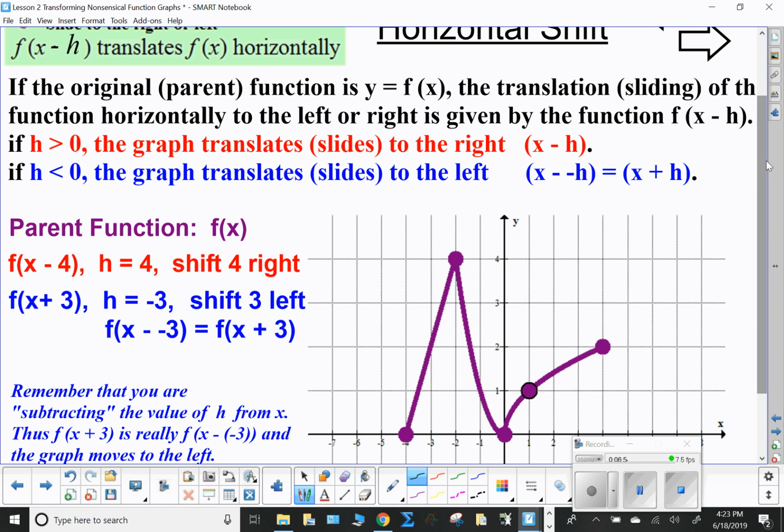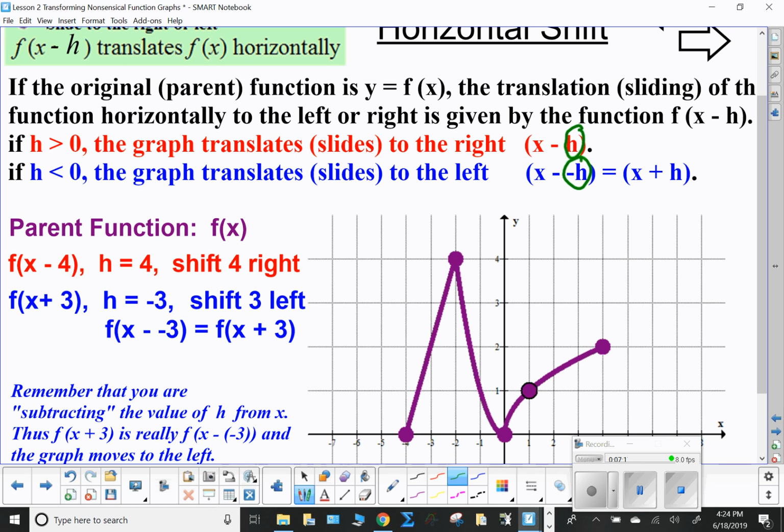If the original parent function is y equals f of x, the translation, sliding of the function horizontally to the left or right, is given by f of x minus h. Here's the thing. We're looking at h. What is h? H is positive here, h is negative here. Notice that when h is negative, you get an x plus h on the inside.